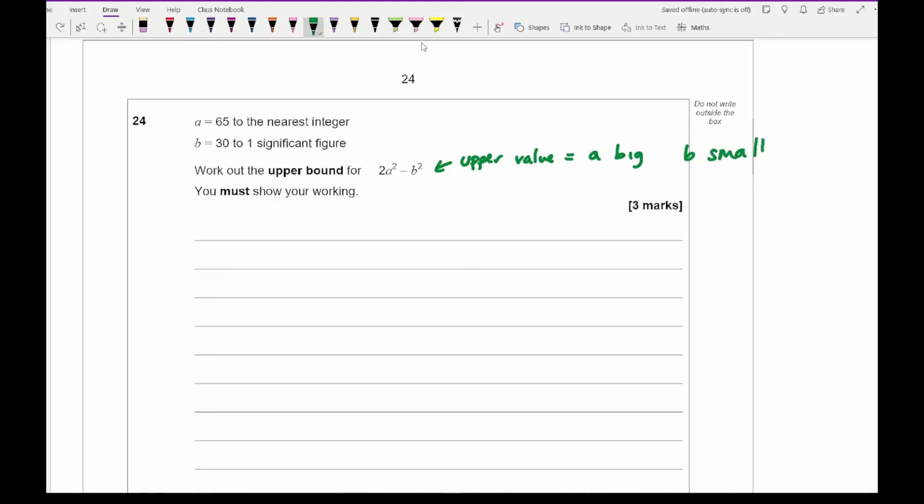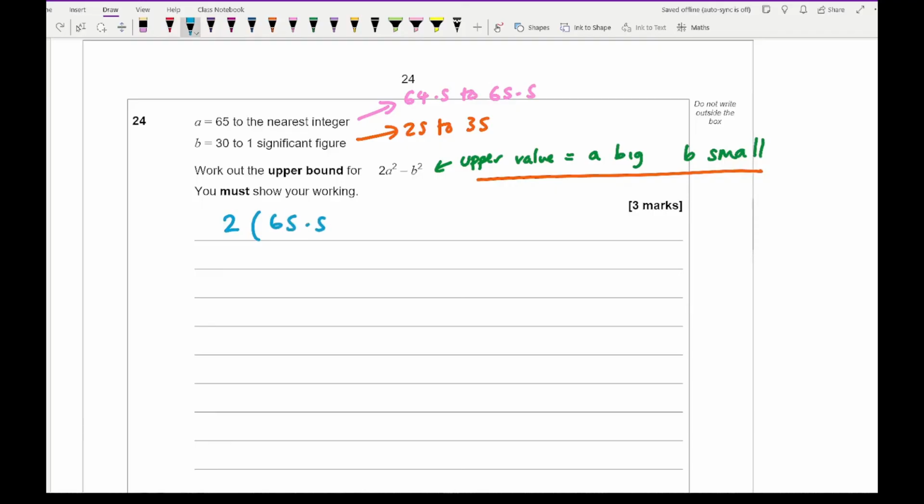Now with these types of questions, you always want to make sure that you are writing the upper and lower bounds for each. So for a, to the nearest integer, which is nearest 1, that's going to be 64.5 to 65.5, and for b, to one significant figure, that's to the nearest 10, so that is going to be 25 to 35. So using this information to get the biggest value of 2a squared minus b squared, I need to use the biggest value of a, which is 65.5, and I want to use the smallest value of b, and that's going to be 25 squared.